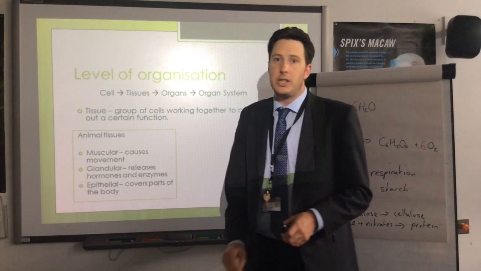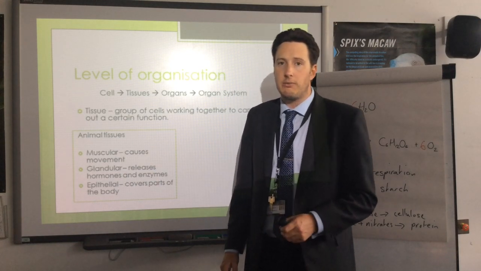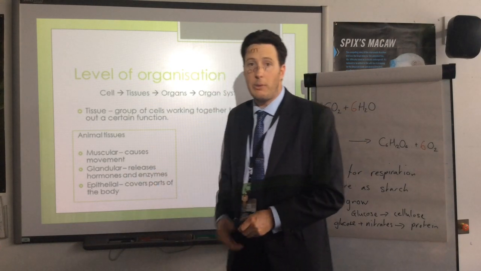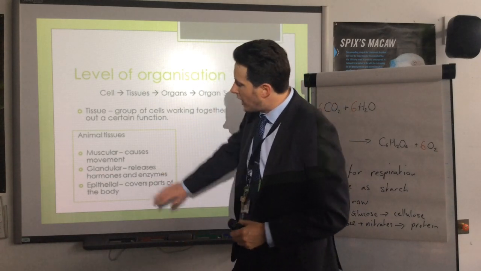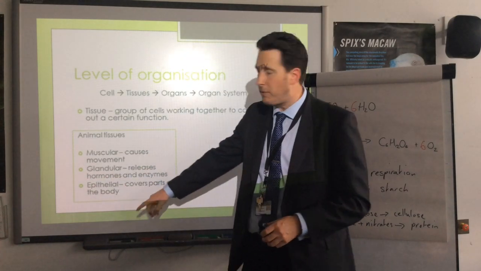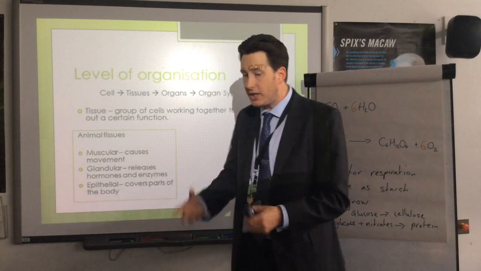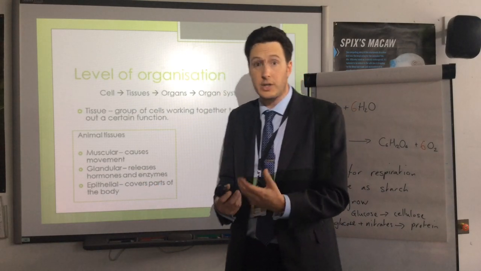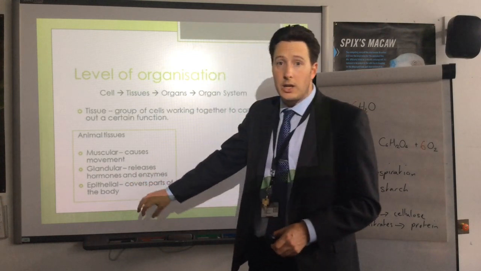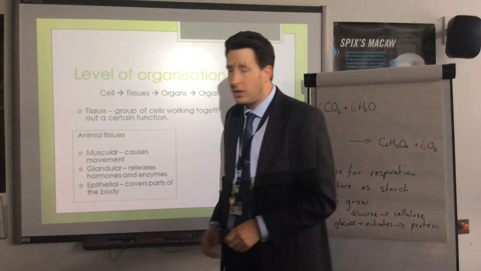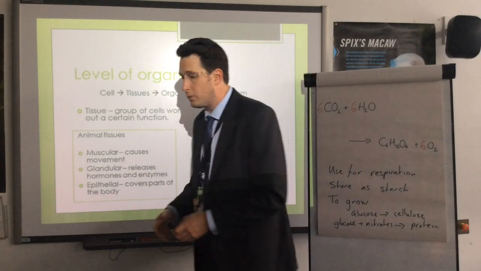Then you've got glandular tissue as another tissue you need to recognise. That releases hormones and enzymes into the body. So glandular tissue. And then this one's actually really tricky. It's called epithelial tissue. And it covers parts of the body. So it covers the organs and covers different parts of the body. So those are the 3 types of tissue you need to recognise in animals.